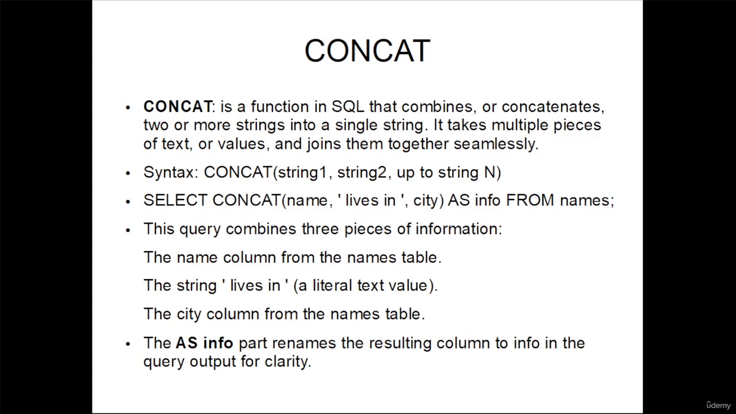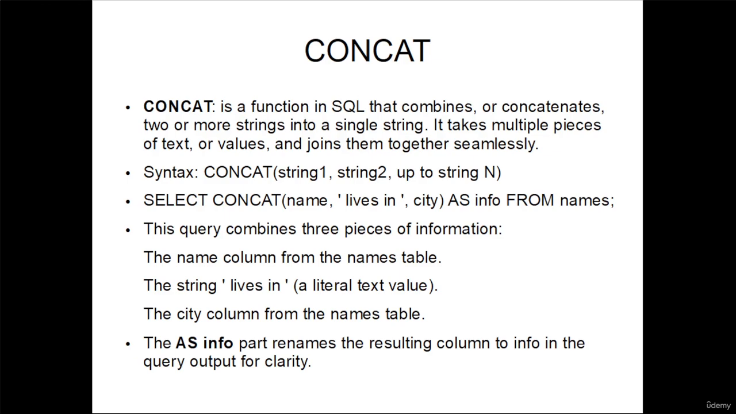The concat function in SQL is used to combine, or concatenate, two or more strings or values into a single string. It takes multiple inputs, such as column values, literal text, or expressions, and joins them together seamlessly, producing a unified output. This function is particularly useful for creating readable and meaningful outputs by combining data from different columns or adding custom text.